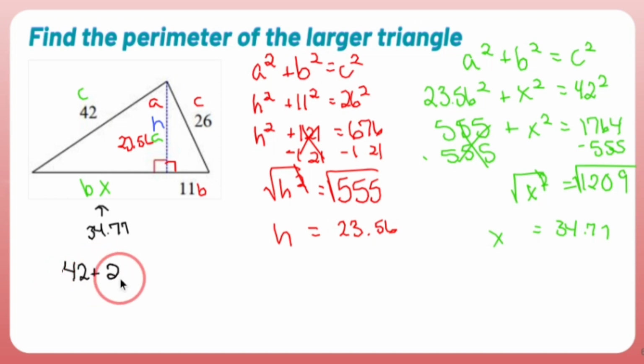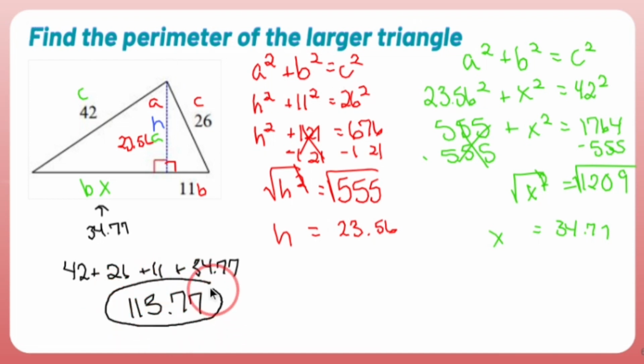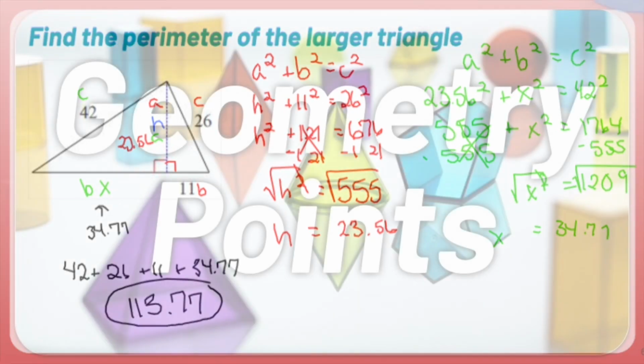42 plus 26 plus 11 plus 34.77. That's going to end up equaling 113.77. No units to worry about, so units, feet, inches, whatever. Just don't square it because we're not finding area, we're finding perimeter. Pretty gross problem. Not a big fan, took a while, but yeah, I got it. I got it good.